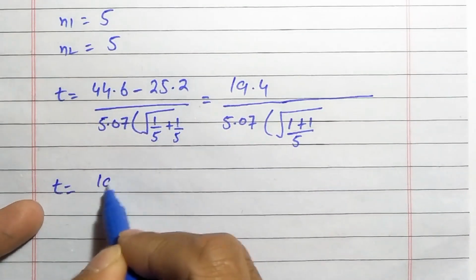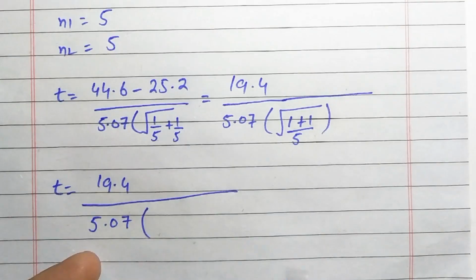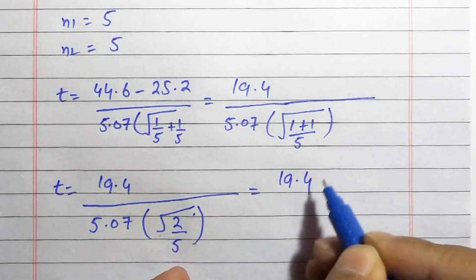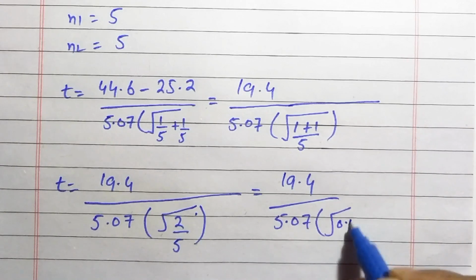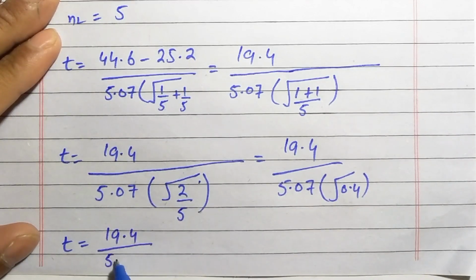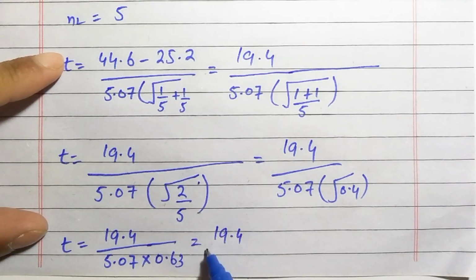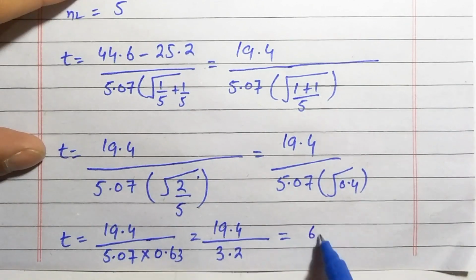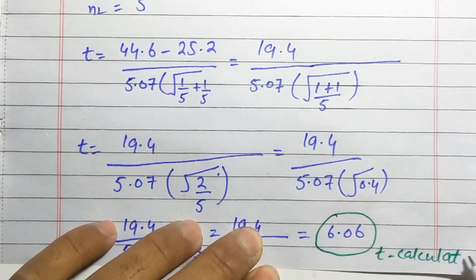t is equal to 19.4 divided by 5.07 into the square root of 2 divided by 5, which is 19.4 divided by 5.07 into the square root of 0.4. t is equal to 19.4 divided by 5.07 multiplied by 0.63, which is 19.4 divided by 3.2, which is 6.06. So the calculated value of t is 6.06.